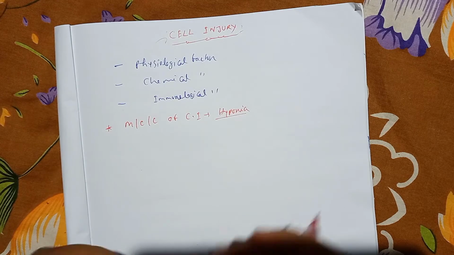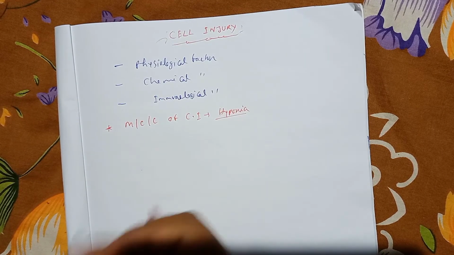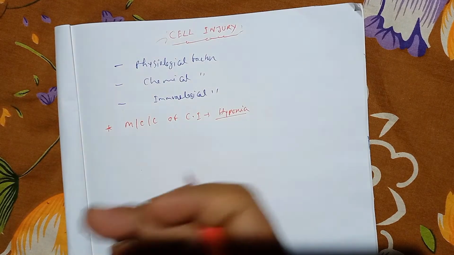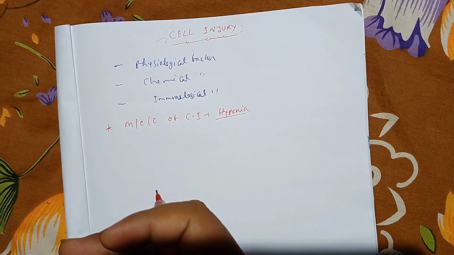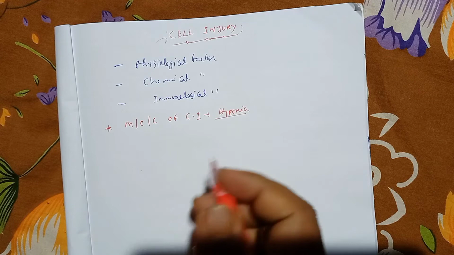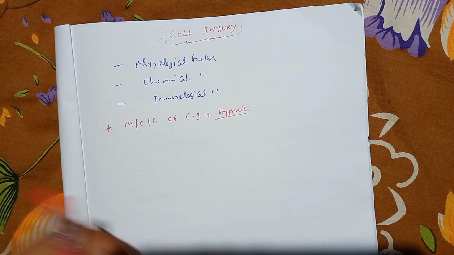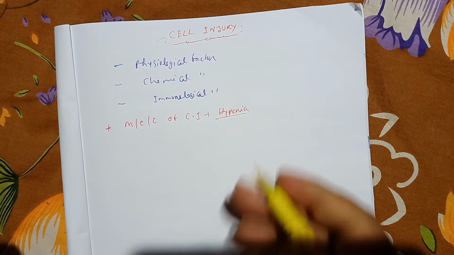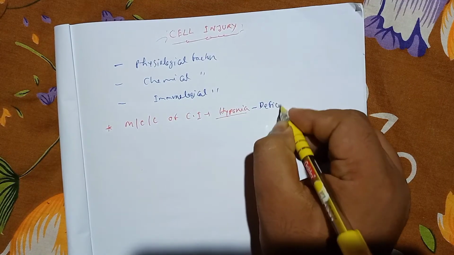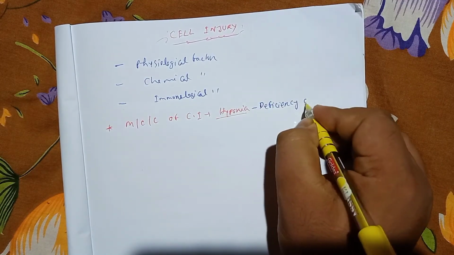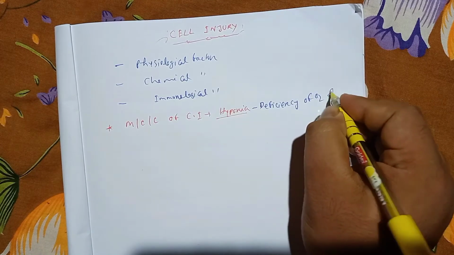So basically, what is hypoxia? We all know that hypoxia is nothing but the deficiency of oxygen at the tissue level, and sometimes we can also say at the cellular level. Let me write it here: the deficiency of oxygen at tissue level.